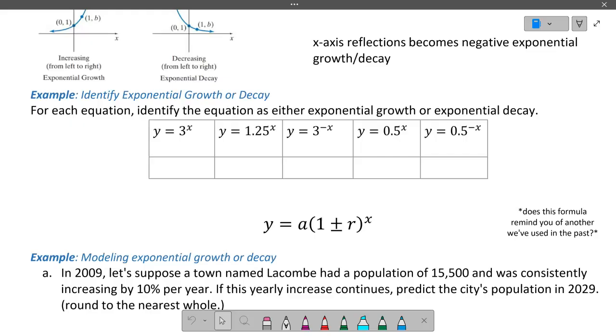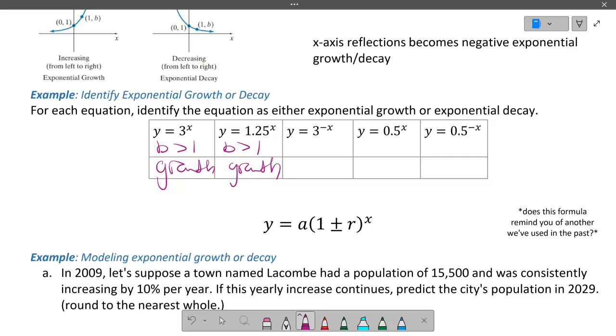So if I have y equals 3 to the x, is that a growth or is that a decay? That is a growth, because our base is greater than 1. Our base is 3. For the second one, 1.25, is that growth or decay? That is growth again, because it's still greater than 1. All right, what do we think about the next one?